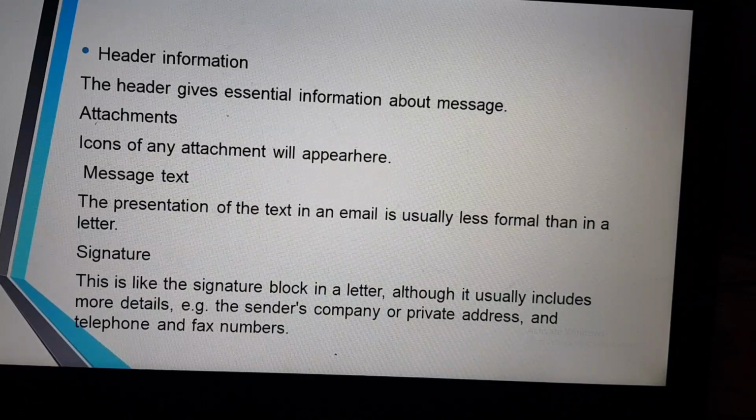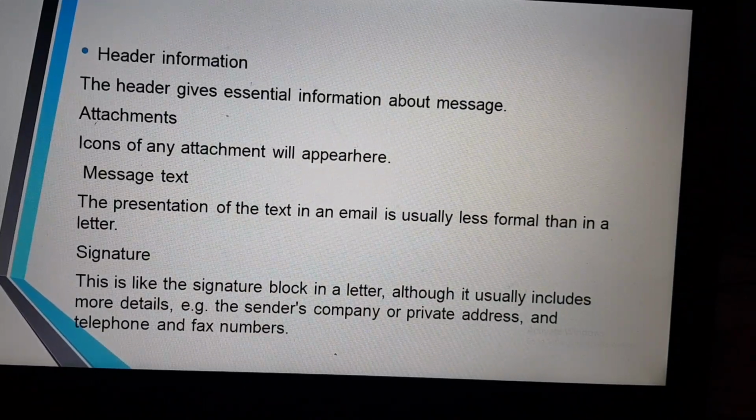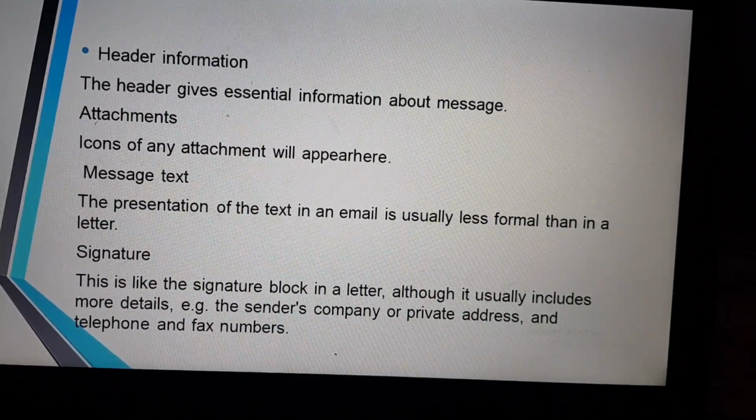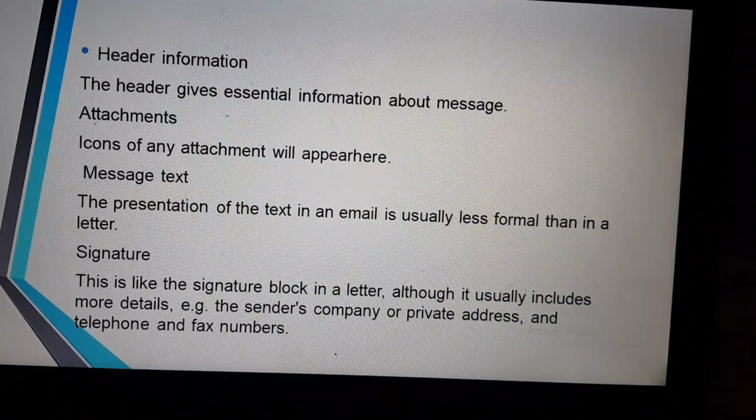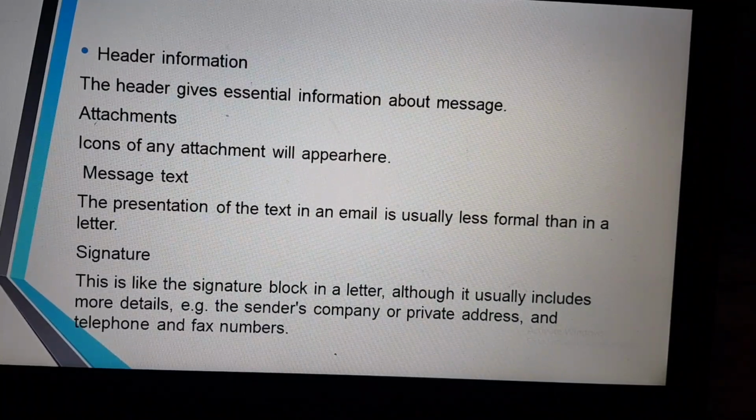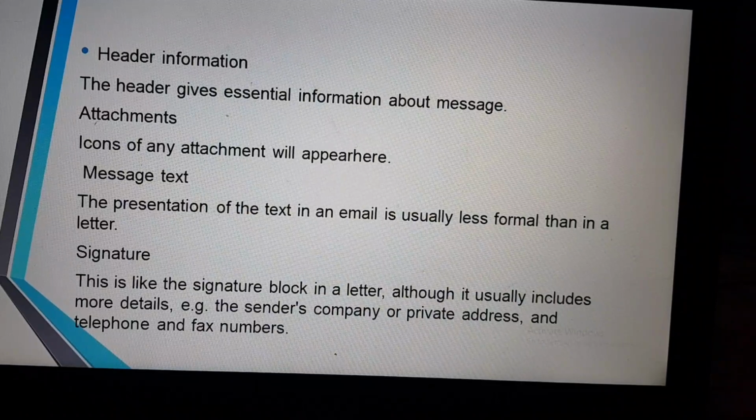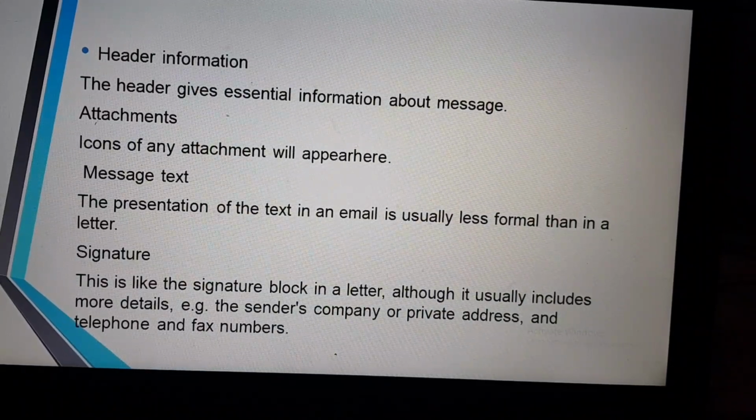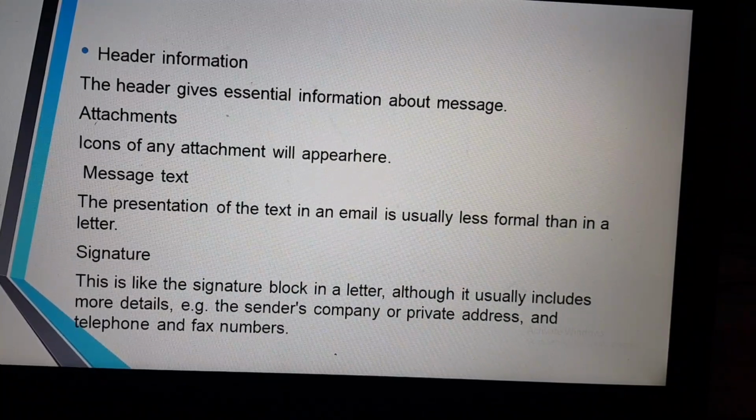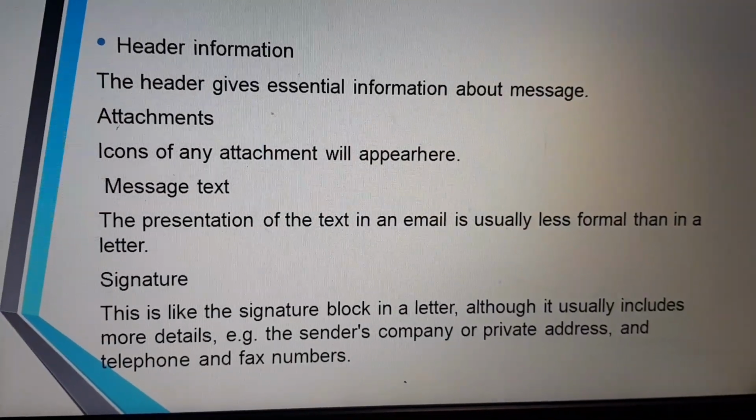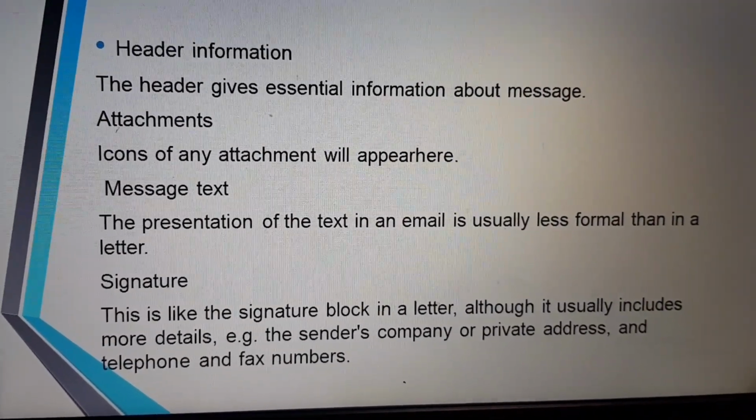Attachment. An icon of any attachment will appear with the message. The presentation of the text in email is usually less formal than in a letter. The signature. This is like the signature block in a letter, although it usually includes more detail: the sender's company or private address and telephone and fax number.